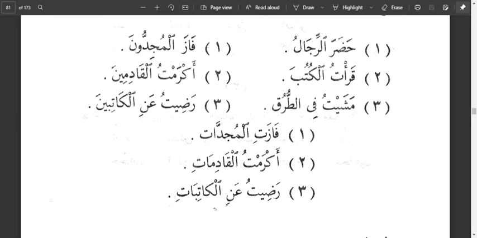So these are the types of jamu we have. Let's go over them again. We have jamu teksir, the broken plural, which is formed by changing totally the singular form of the word. From rajulun to rijal, from katibun to kutub, from tariqun to turuk. Then we have jamu al-mudhakkari as-salim.